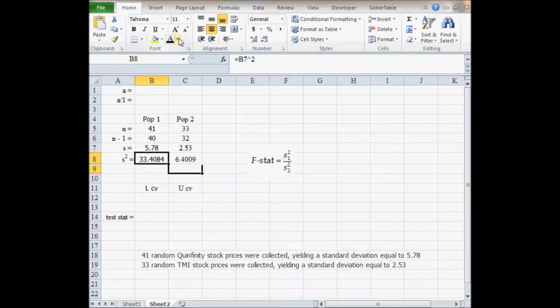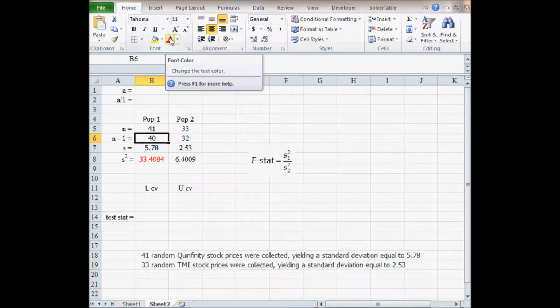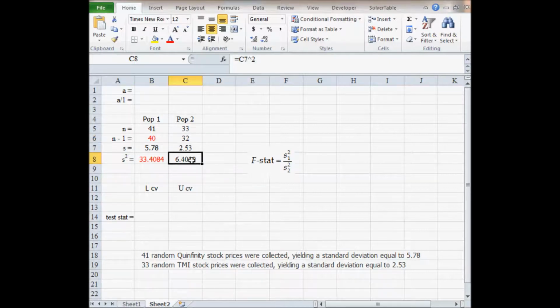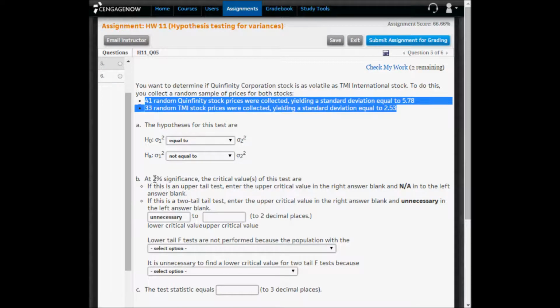Now, this 33.4084 is larger than that sample variance. This value goes in the numerator of the F statistic, which means the 40 here is the numerator degrees of freedom. So the denominator degrees of freedom is 32 because this sample variance goes in the denominator of the F statistic. The significance level is 2%, and notice it's a two-tailed test, so we have to divide the alpha by 2.